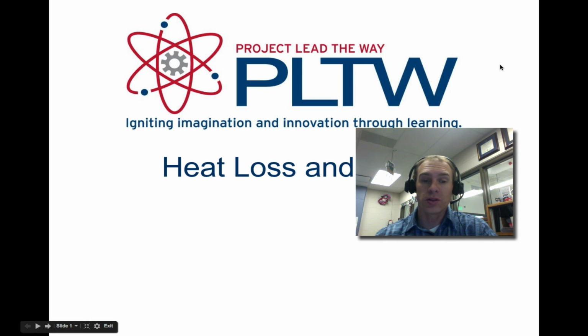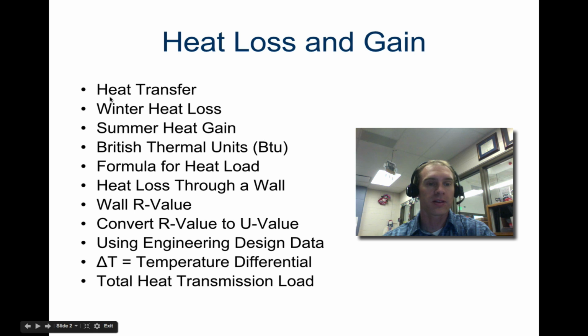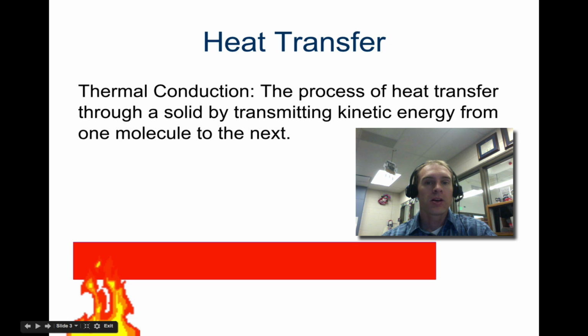This next assignment is a doozy, so let's get it rocking. We're doing heat loss and gain, and these are the things we're going to take a look at. So go ahead and add this to your notes, that thermal conduction is the process of heat transfer through a solid by transmitting kinetic energy from one molecule to the next. So that's when it's transferred directly through a solid member.